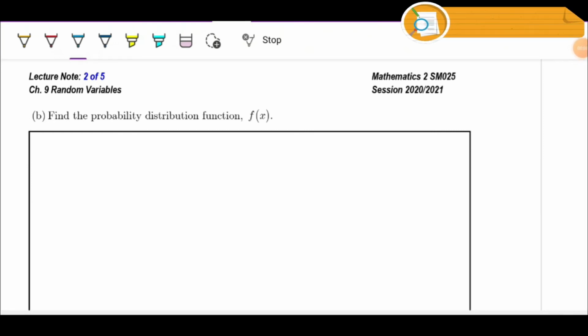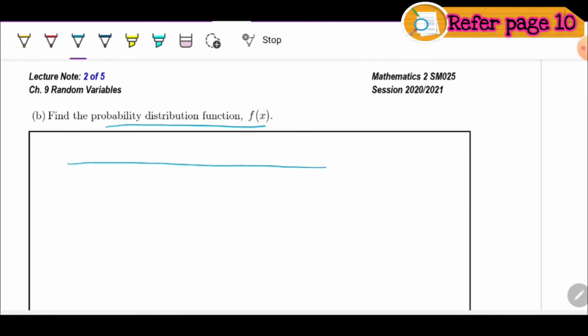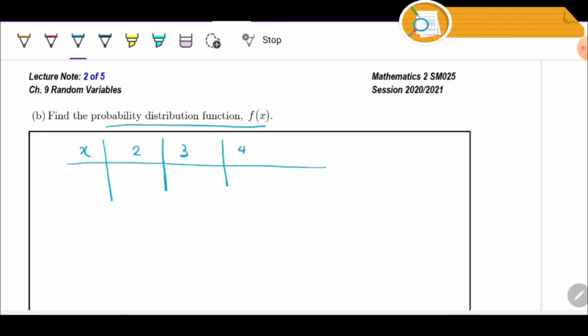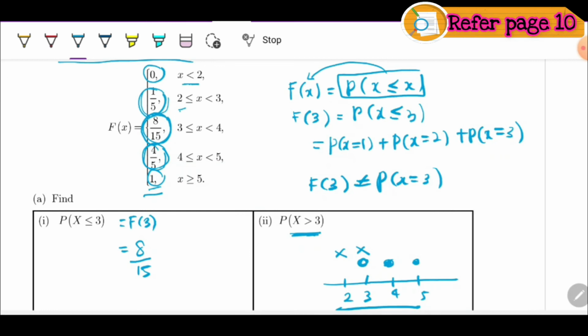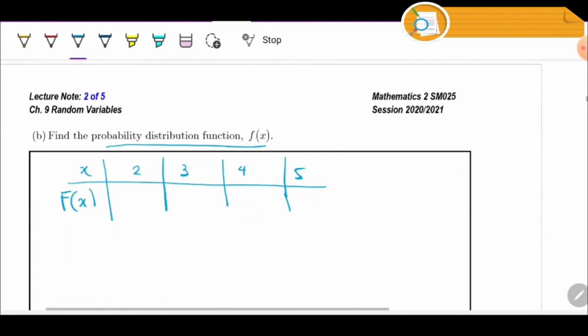Example 3b. Find the probability distribution function, or PDF, from the CDF. Firstly, convert the CDF into a table. Draw a row and a column. The first row represents x, so we start from 2, 3, 4 until 5. The second row is for the CDF. Look at the function: F2 is 1 over 5, F3 is 8 over 15, F4 is 4 over 5, F5 is 1.